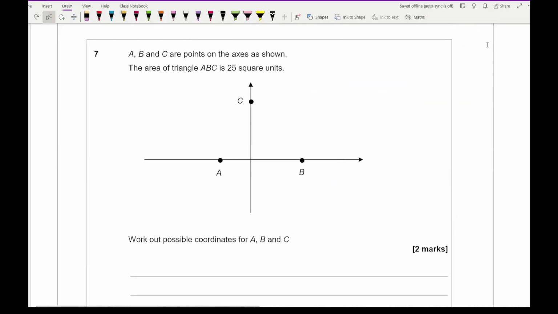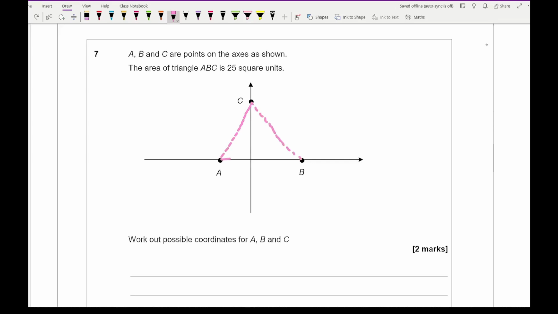Then moving on to question 7, it says that A, B and C are points on the axes as shown. The area of triangle ABC is 25 square units. Work out possible coordinates of A, B and C. Now for this, there are going to be quite a few numbers of answers we can have. So let me just show you how to get each of those answers.